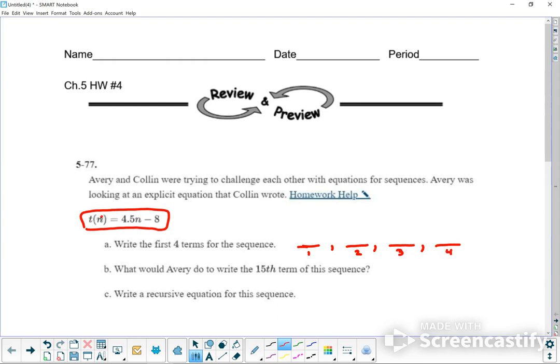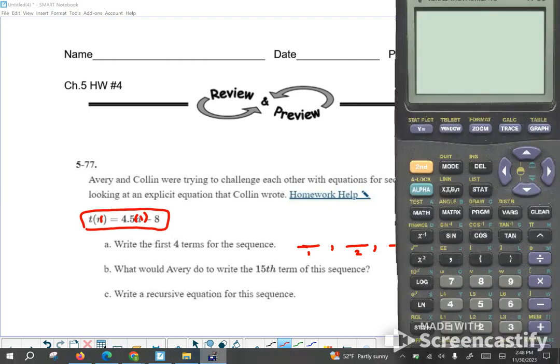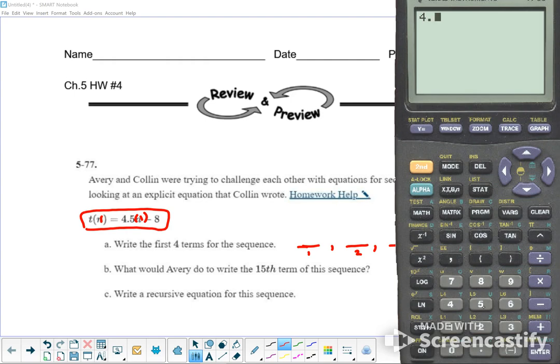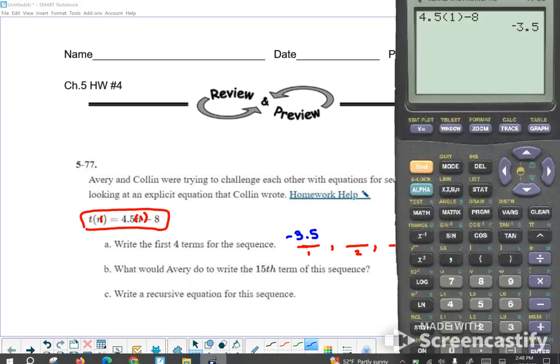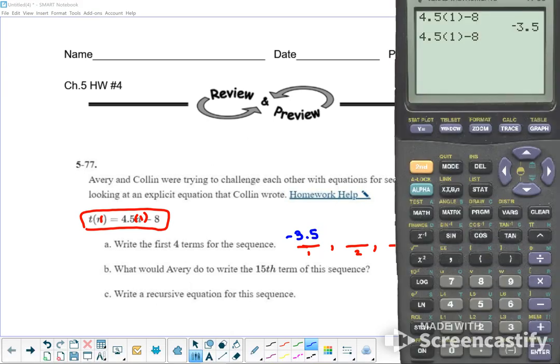So we put 1 right here. That means put a 1 right there. So using our calculator, that's going to be 4.5 times parentheses 1 for term 1, minus 8. That gets us negative 3.5. Okay, if we want to do term 2, just type it again, and instead of 1, we're going to type in 2. That's going to get us 1.